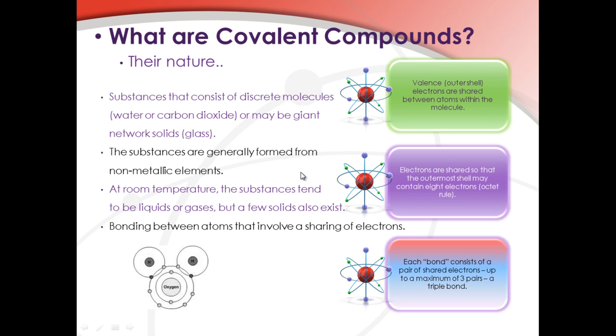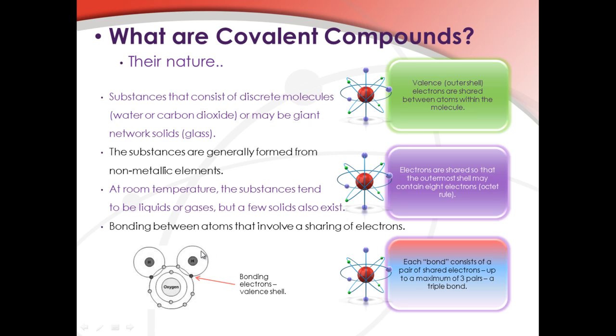Now, the bonding between the atoms within a molecule of this compound, as I said before, are called covalent bonds, and they result from a sharing of electrons in the valence shell, or the outer shell of each atom. In this case, the outer shell of oxygen and the outer shell of two hydrogens, which of course is forming a water molecule, H2O.